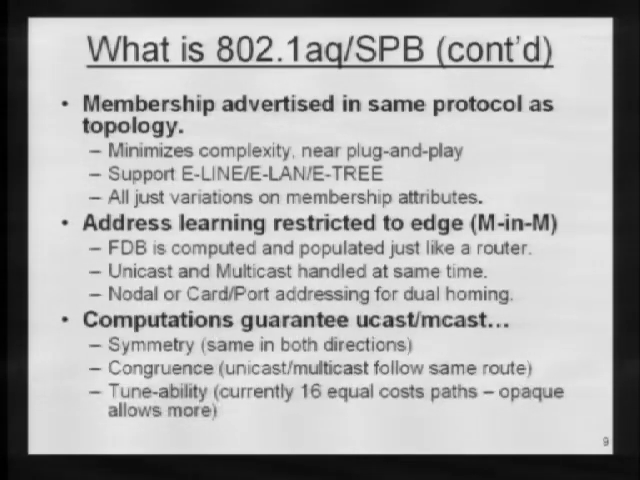Because there are 16 different equal cost paths and there are opaque mechanisms for more, there's also a certain amount of tunability, so you can actually tweak and twiddle how the paths are going to go through these networks if you don't like the way the ECMP has actually laid things down.